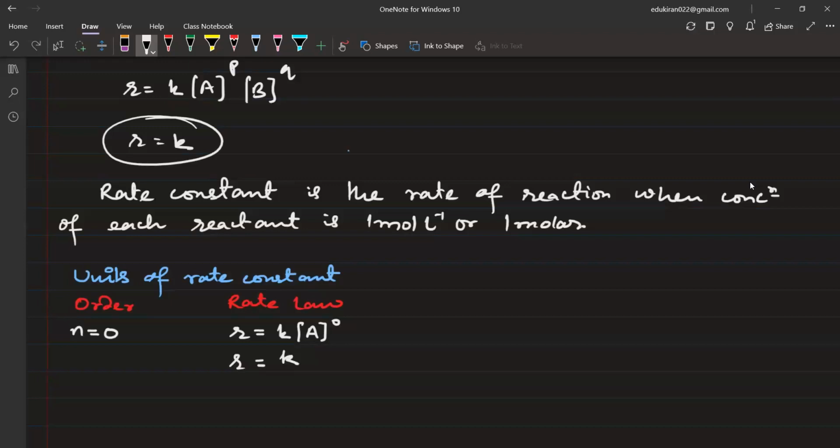So from here you can see that the rate of reaction and the rate constant will have the same units. Both of them will have the same units. And what is the unit of R? Unit of R is mole per liter per second. And here I have K, and its unit will also become the same thing: moles per liter per second.